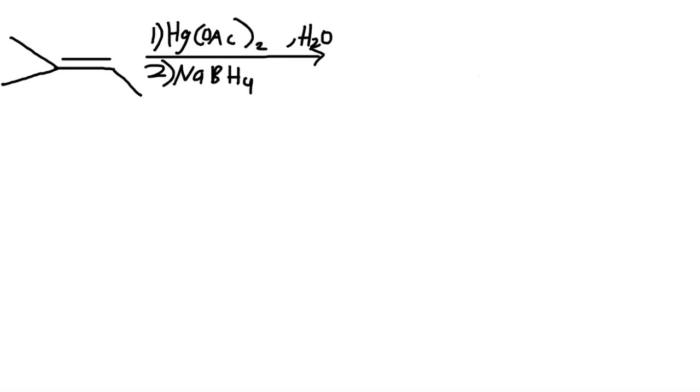So now let's talk about its mechanism. For the reagents, we have mercury, and then we have water. We also have the NaBH4. So this is the oxymercuration-demercuration reaction. First thing you want to do is redraw the alkene with the pi bond, right?